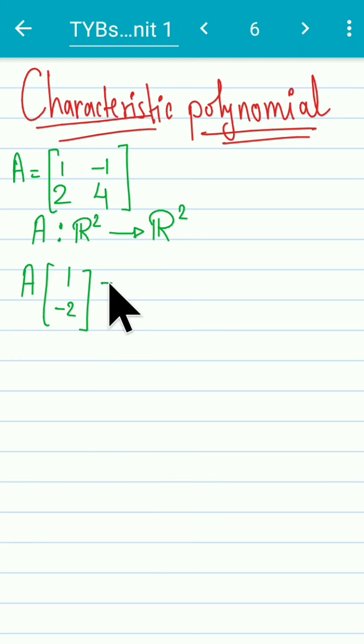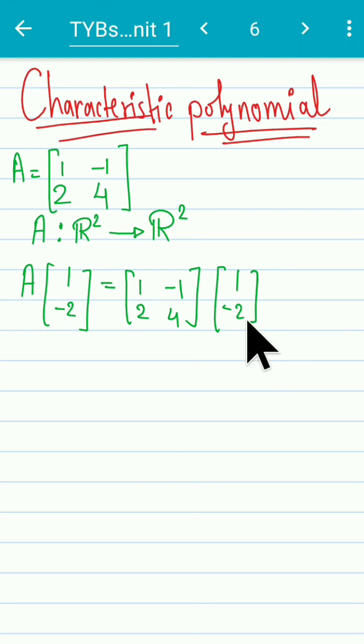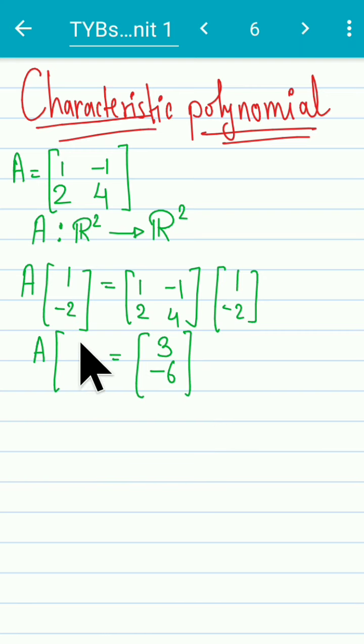So this is same as the matrix [1, -1; 2, 4] times (1, -2), correct? Let us just multiply this simply. This is this into this, right? So it is 1 times 1 plus (-1) times (-2), which is 2, that is 1 plus 2, that is 3, okay? Then 2 times 1, that is 2, and 4 times -2 is -8, 2 minus 8 is minus 6. So I know that A is mapping (1, -2) to this (3, -6).